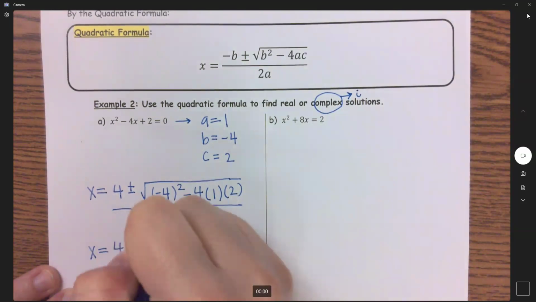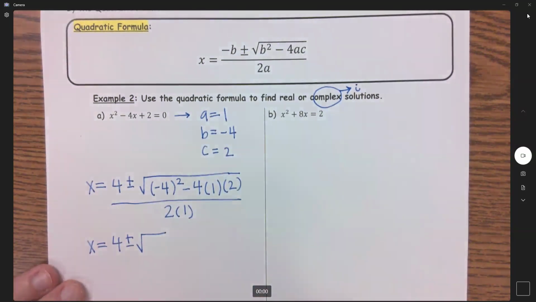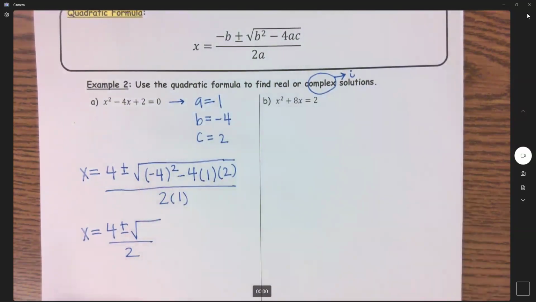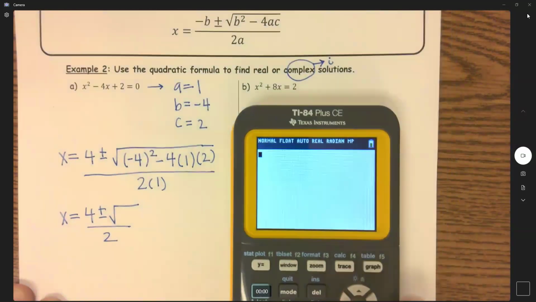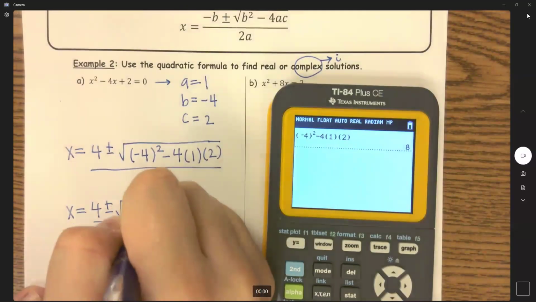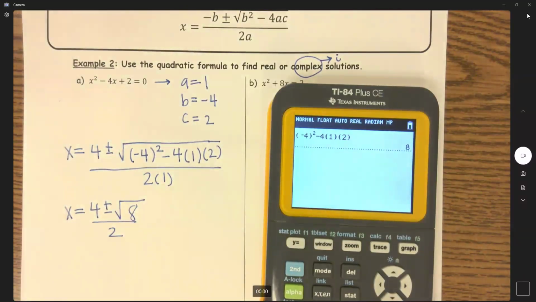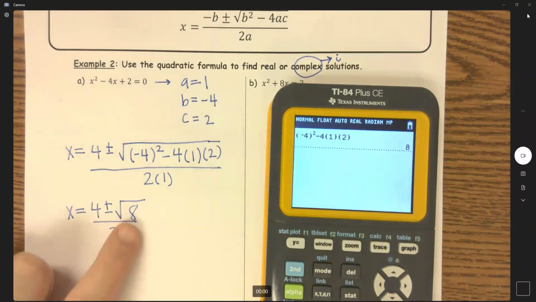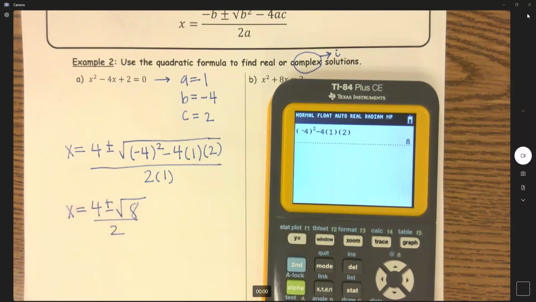We're going to have 4 plus or minus. We're going to figure out what goes under my radical. 2 times 1 is 2. So let's put everything that's under that radical in our calculator. So we have parentheses, -4 squared minus 4 times 1 times 2, and we get 8. Now, my math lab is going to want you to simplify your square roots. There's an optional assignment in your MyMathLab to help you practice simplifying radicals if you want some extra practice.